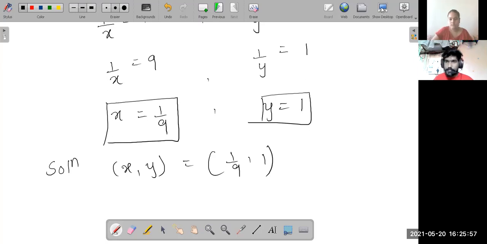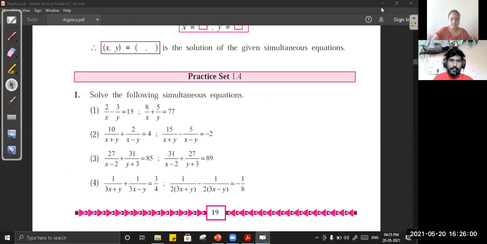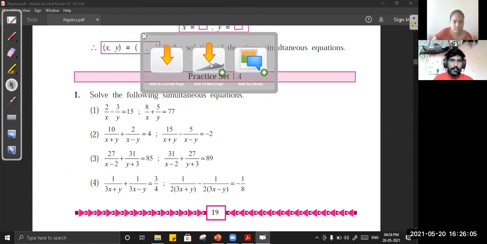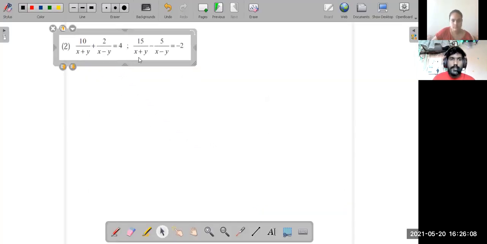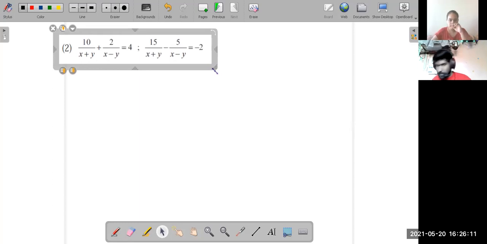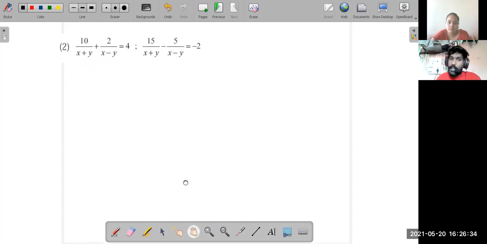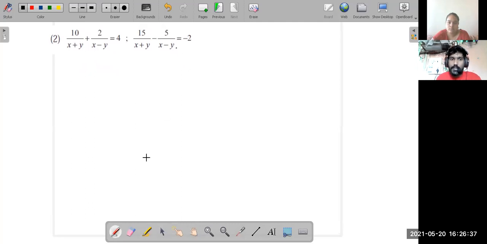Are you done with this sum? Okay, so we can move on to the next one. The next one is a little bit different. In this, in the denominator, we have x plus y and x minus y. The steps will be exactly the same as in the previous sum. Only a little bit extra step when you do the resubstitution. Everything is the same, only this sum will be a little bit lengthy.